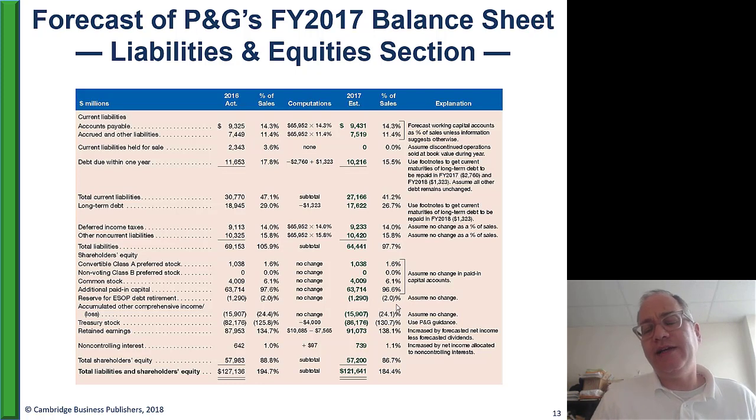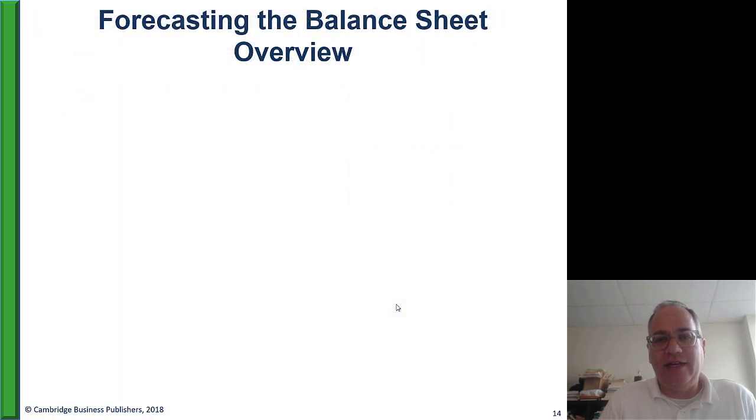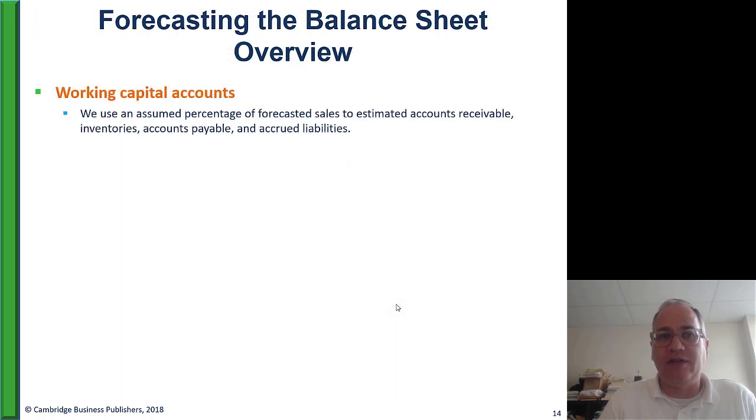Whereas with the income statement you pretty much start with revenues and work your way down, this you kind of have to do a little more like a Sudoku puzzle and move around and be flexible and try different things. It requires a certain level of creativity. So with working capital accounts, we assume that there's some kind of relationship between sales, accounts receivable, inventory, accounts payable, and accrued liabilities. Because all of these things should fluctuate with sales.